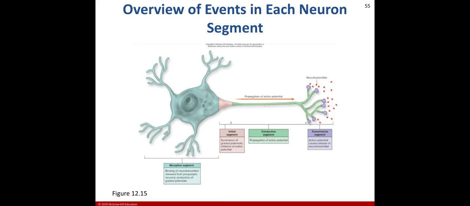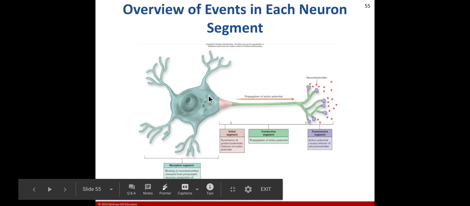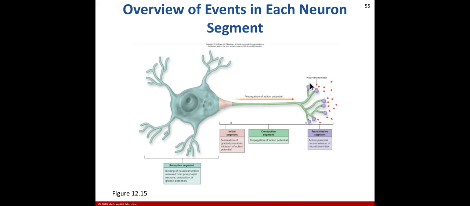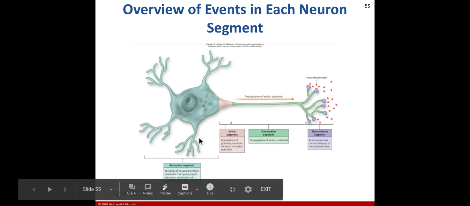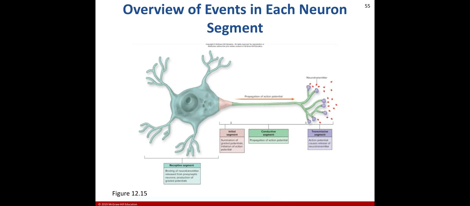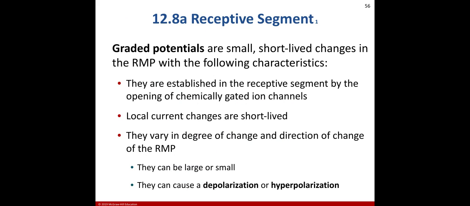So let's have a little overview of these segments again. You've got your receptive area, this initiation area, this conductive segment, and then the transmissive segment. Okay. What we were just talking about really is an overall concept here, because we've got this resting potential. But now we're going to go into the receptive segment.